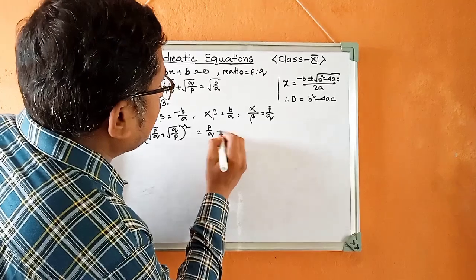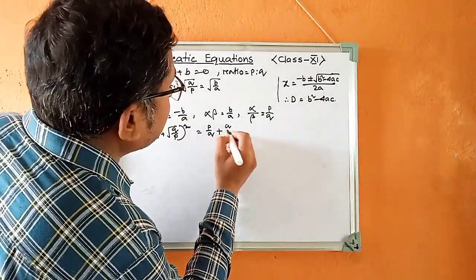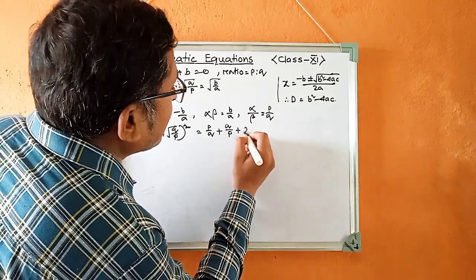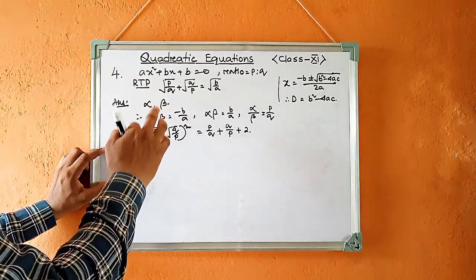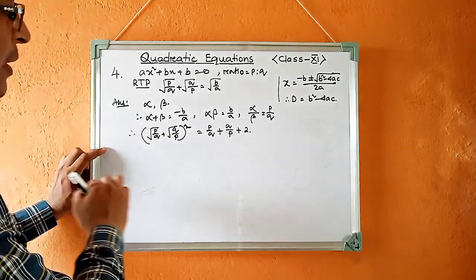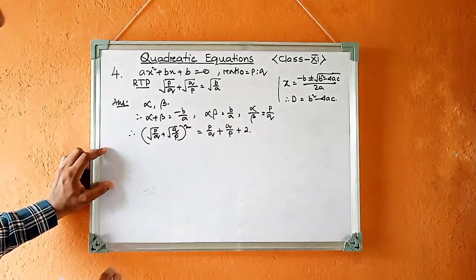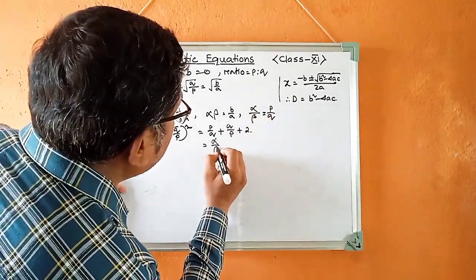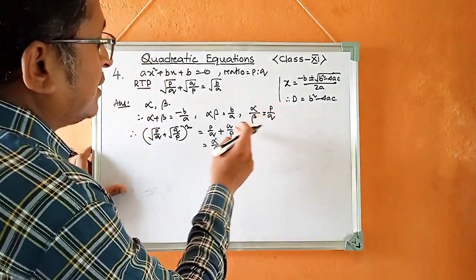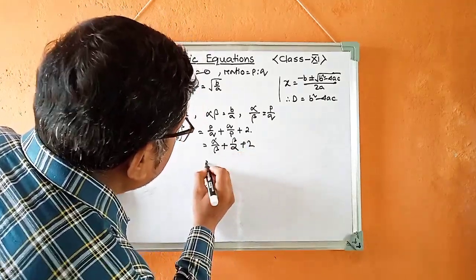Okay, a square plus b square. b square means root over q by p whole square, that is q by p, then plus 2ab, that means 2 root over p by q into root over q by p. So root over p cancels, root over q cancels, so we get only p by q. So p by q equals alpha by beta, plus q by p, that is beta by alpha, plus 2. Just put the value.